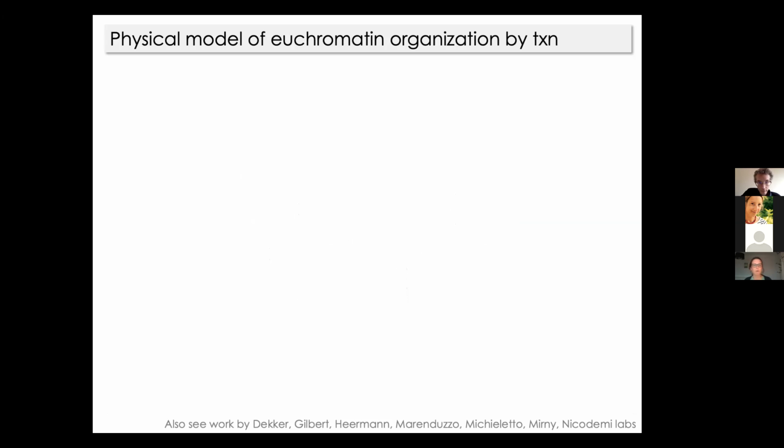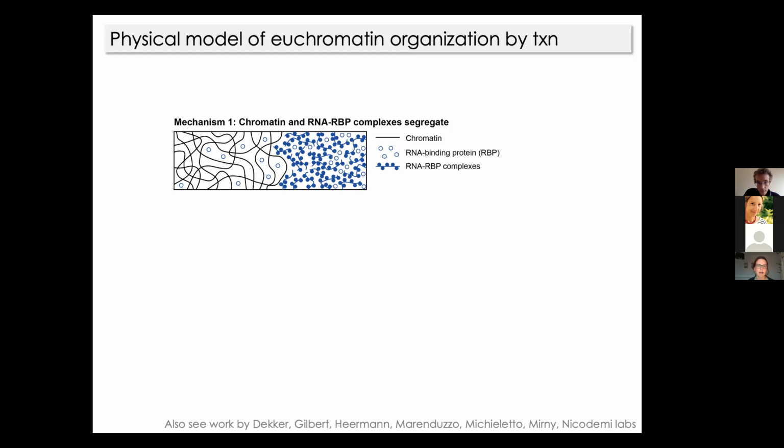Okay, so we did all these experiments, and then we had this idea that euchromatin is organized as a microemulsion, and we thought, let's try to capture this in a model. The model that we built was based on two mechanisms. One is that chromatin and RNA-RBP complexes segregate from one another. So this is what we saw. Chromatin and RNA tend to segregate from each other in the nucleus.